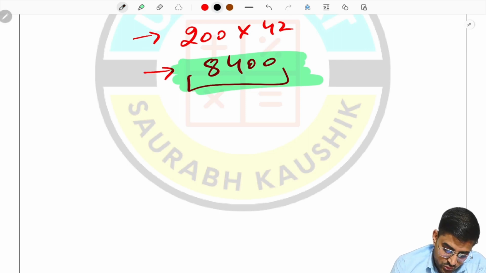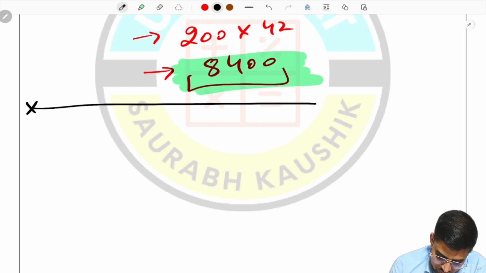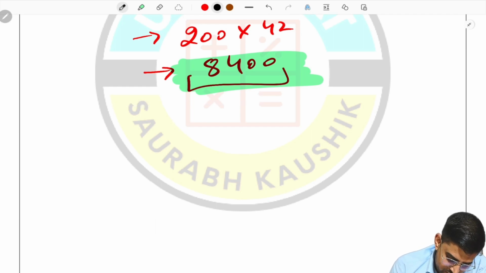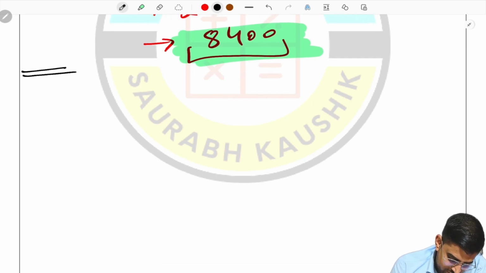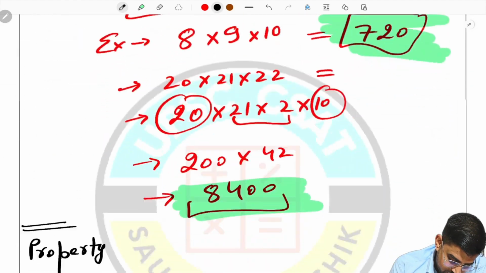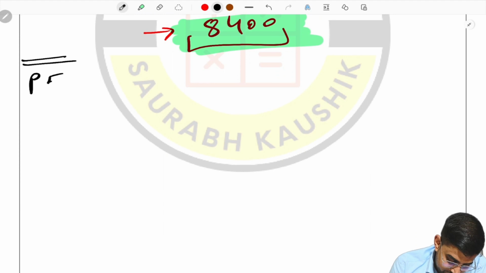Now there are two properties which are very much connected to each other, and very important ones. Property number, which one is this? 5.